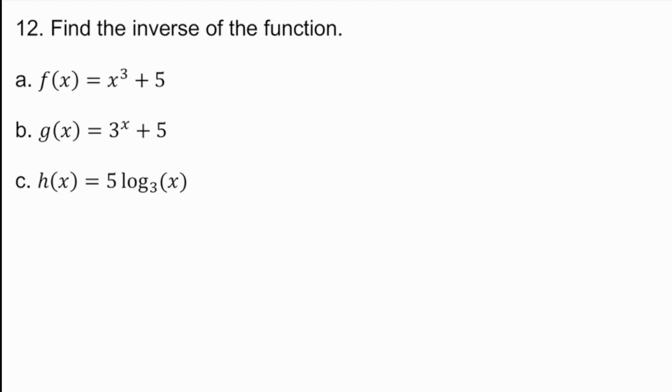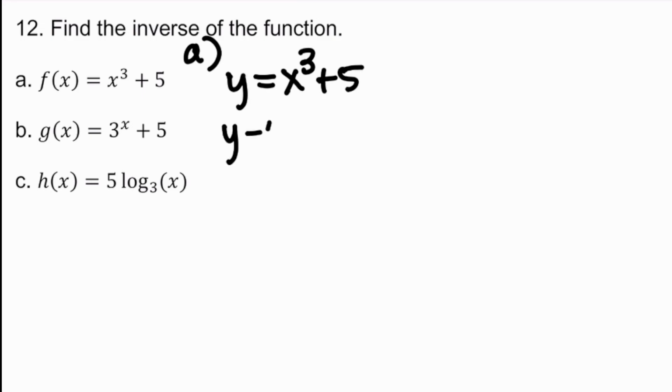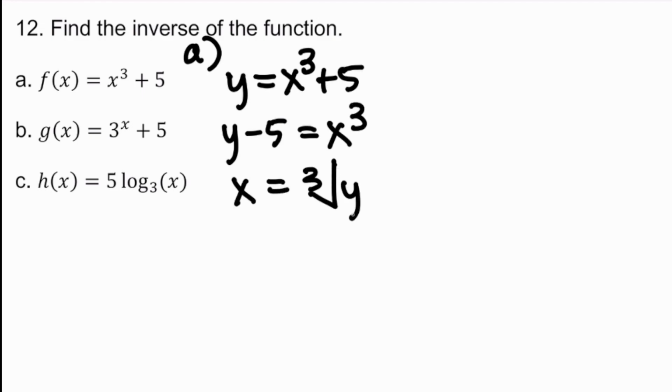All right, finding the inverse of the function, we're just going to solve for x. So we replace f of x with y, so y equals x to the third plus 5. I'm taking a lot of room with these. Okay, I'm going to just solve for x, the way we know how. So I'm going to subtract 5, and x equals the cube root of y minus 5. And that's a formula for the inverse of the function.